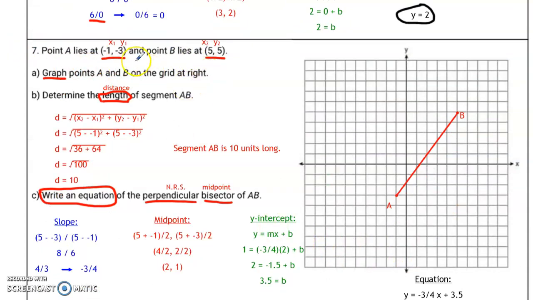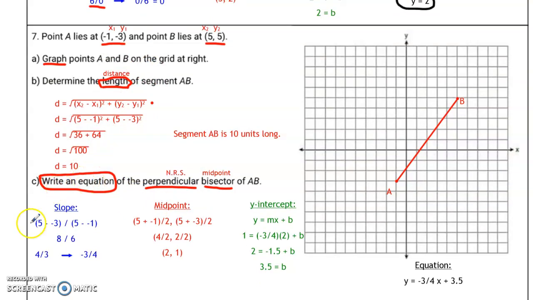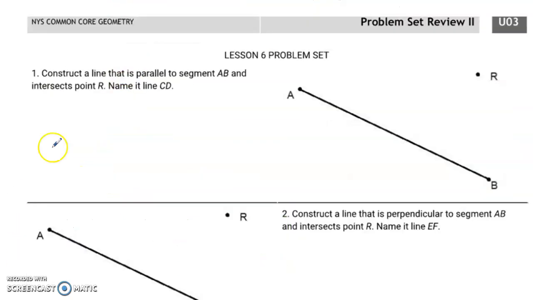For question 7, it asks us to do the exact same thing with a distance in the middle. Please remember the distance formula. We will not be giving this formula to you, so you must memorize this. This is a hint. So you can see the distance formula solution here. You've done this before. It should not be a big surprise. Moving on to the lesson 6 problem set. This was about constructions. Pause the video, try this out, and see if you get it right.